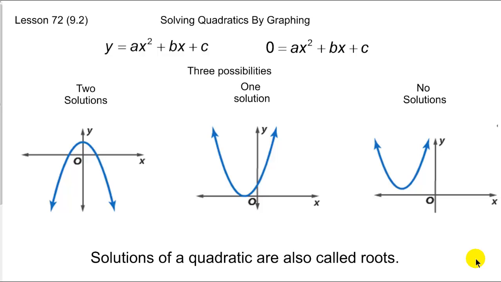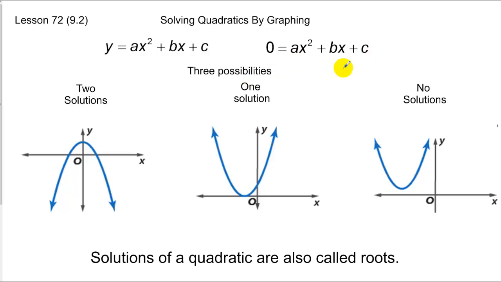So in our last lesson we learned how to graph quadratics, and today we're going to take it one step further and use those graphs to actually solve quadratics. Our normal quadratic is going to look like y equals ax squared plus bx plus c. And what we're going to do today is solve quadratics of the form 0 equals ax squared plus bx plus c like we've done before.